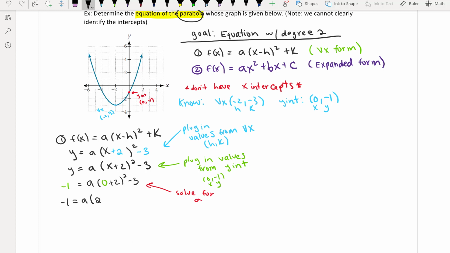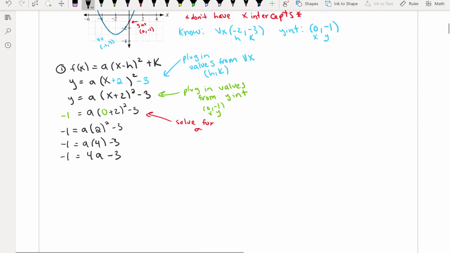So, okay, -1 is equal to a times (2 plus 0), and 2 plus 0 is just 2. 2 squared is just going to be 4. So I'm going to rewrite this as -1 is equal to 4a minus 3. From here, to get the a by itself, I'm going to add 3 to both sides. So I get 3 minus 1, which is 2, is equal to my 4a. From there, divide by 4, divide by 4. So I'm going to get that 1/2 is equal to my a.